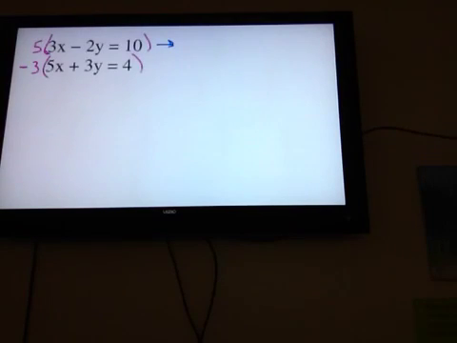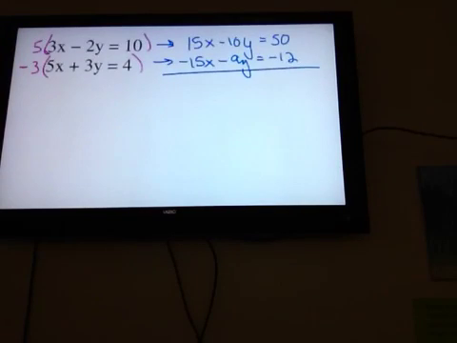Okay? So that top one becomes 15x minus 10y equals 50, and the bottom one becomes negative 15x minus 9y equals negative 12. I add together, my x's are definitely eliminated, and I have negative 19y equals positive 38, and divide, and y is negative 2.